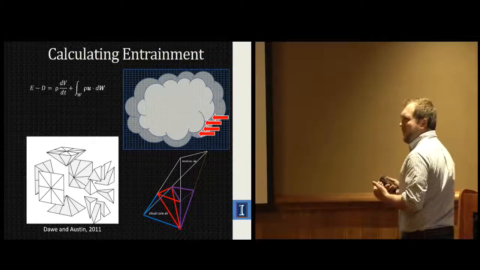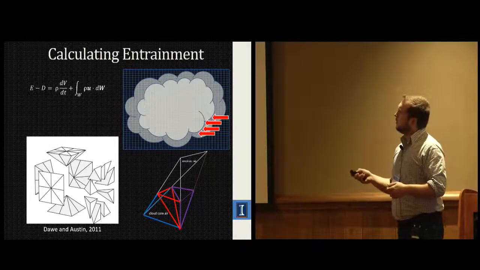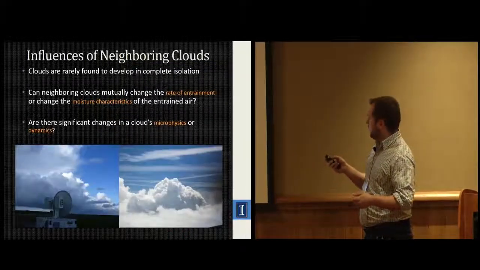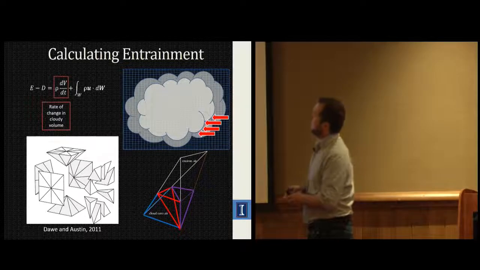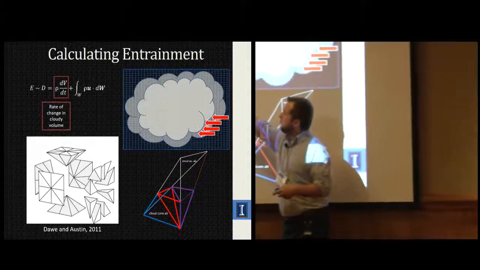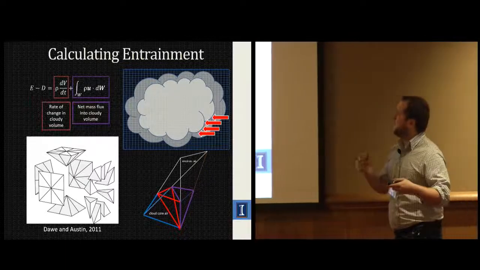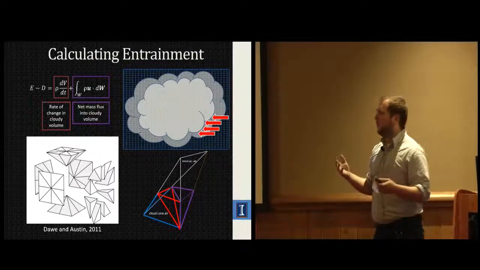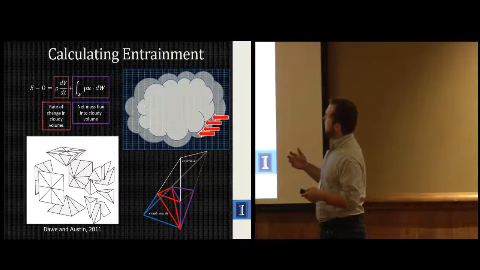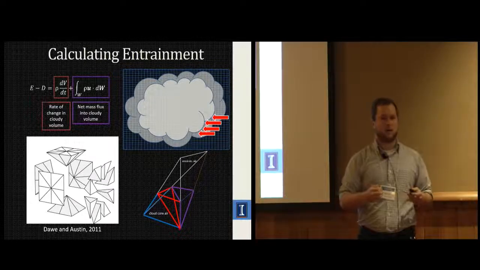And so how do we calculate entrainment? Well, mathematically, it's quite simple. The net entrainment into a cloud can be summed as these two terms: a rate of change of a cloudy volume, and a second term, the net mass flux into a cloudy volume. So mathematically, not that hard. But computationally, it's a little tricky, especially this first term here, the rate of change in a cloudy volume.